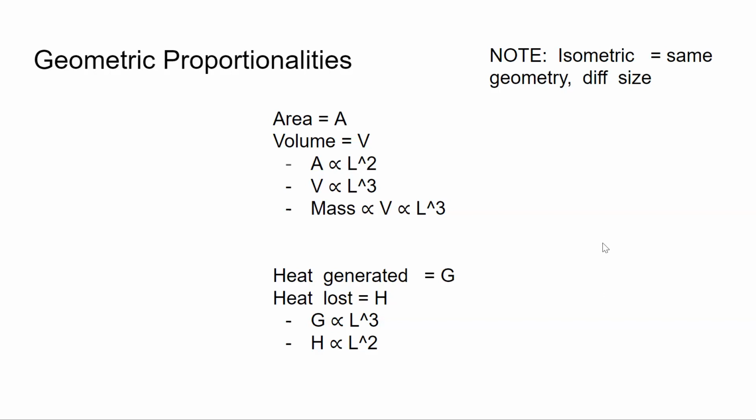And then there's also the heat generated, which is proportional to length cubed, which we know is proportional to volume. And the heat lost is proportional to the surface area of a certain object, which is why we use length squared, as it's also proportional to area. So heat generated would be proportional to volume, and heat loss would be proportional to the area, because it's concerning surface area.